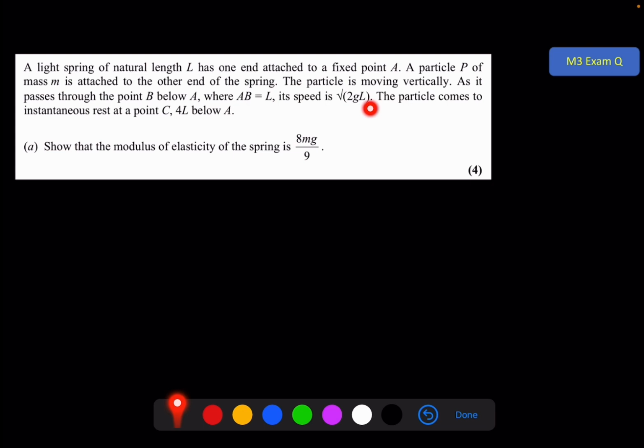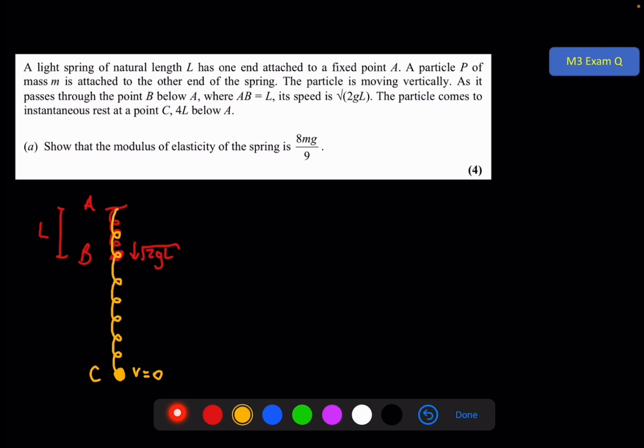This speed here is giving you a clue to use energy, not forces. So let's sketch this out. We've got a spring, natural length L, attached at point A. At the start it is moving and it passes through point B, so I'll draw it through point B, moving downwards with a speed root 2gL, and the distance here is L, which is also the natural length of the spring. It moves downwards, going beyond its natural length, so it extends and gets all the way down to 4L, where it comes to instantaneous rest. That's point C, and this distance is 4L, so the extension at this point is 3L, where the extension at B was 0 because L is the natural length of the spring.